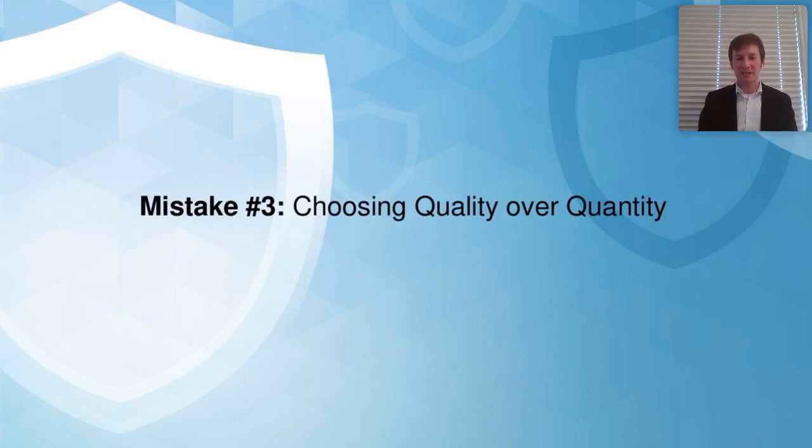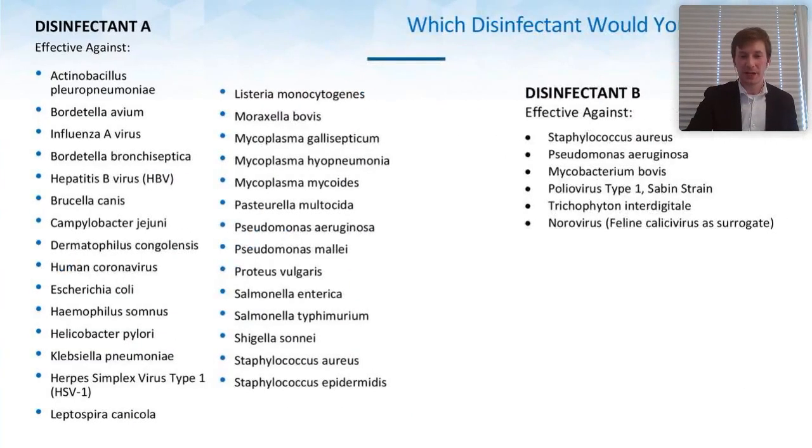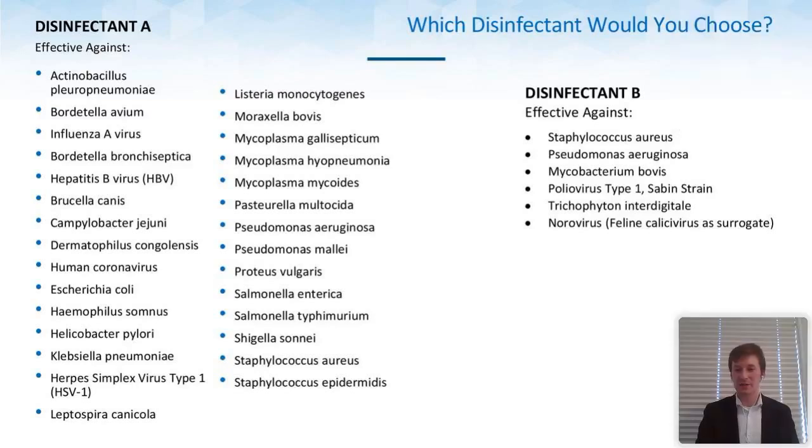So our third mistake is choosing quality over quantity. I'm just going to show you two hypothetical disinfectant labels. You can think of these as two labels for different disinfectant products, and on each one is the list of organisms that each disinfectant claims to kill.